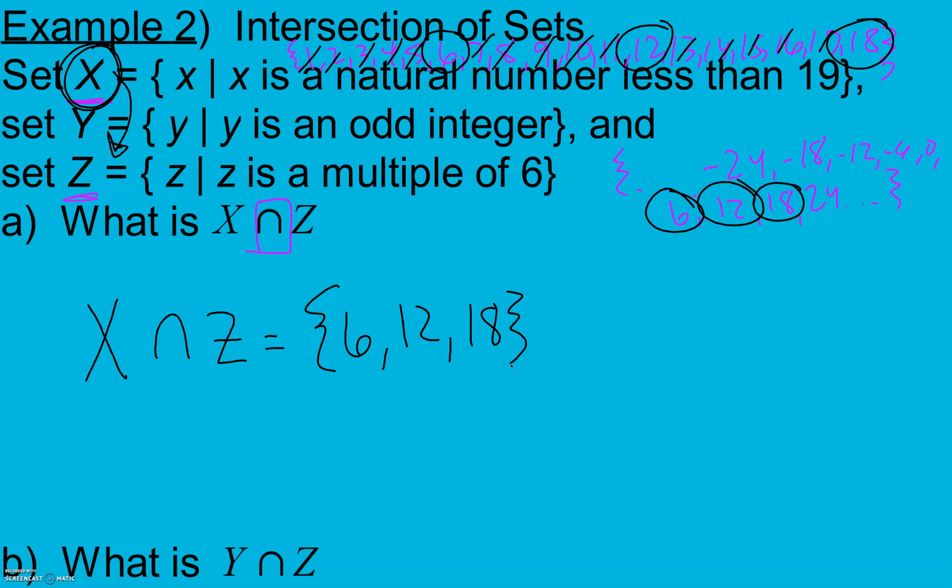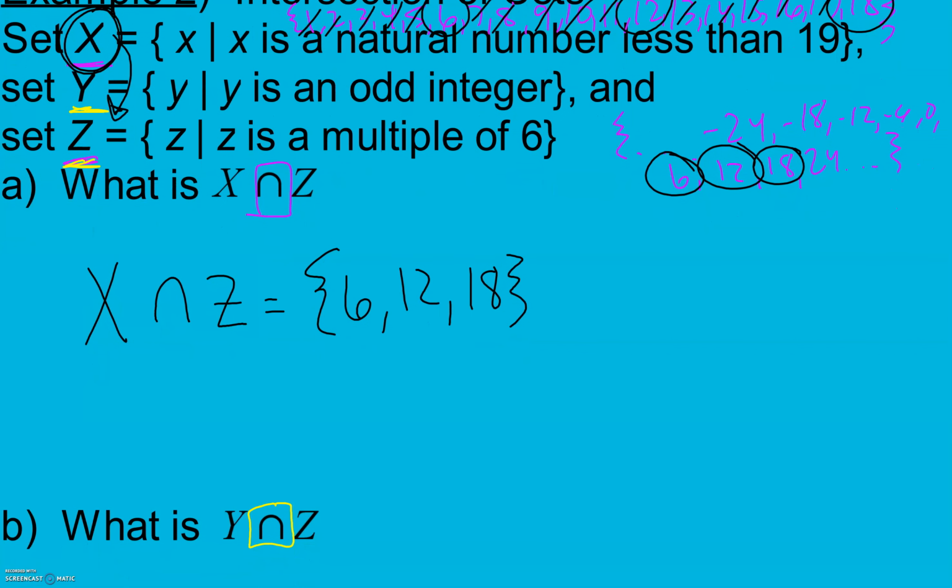Now for B, we want the intersection of Y and Z. Remember, this is an intersection symbol. It works like an AND. So Y is an odd integer, and Z is a multiple of 6. So I already have some Z's listed out, so let's check them to see if they are odd integers. Negative 24, no. Negative 18, no. No, no, no, no, no, no, no.